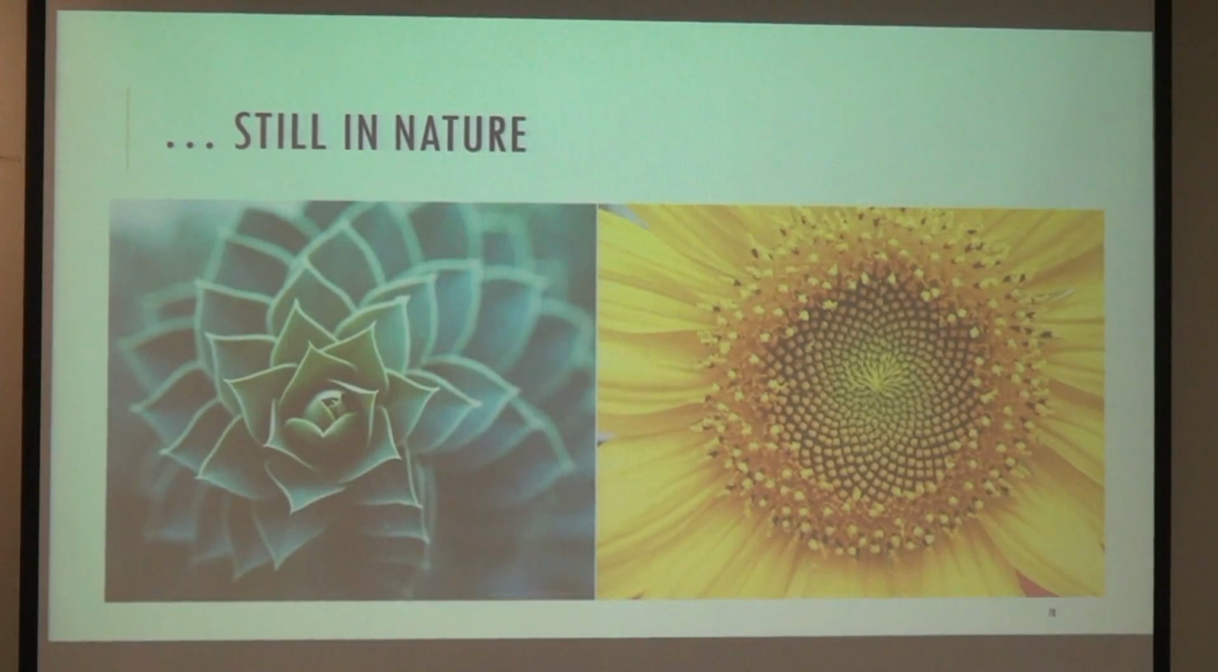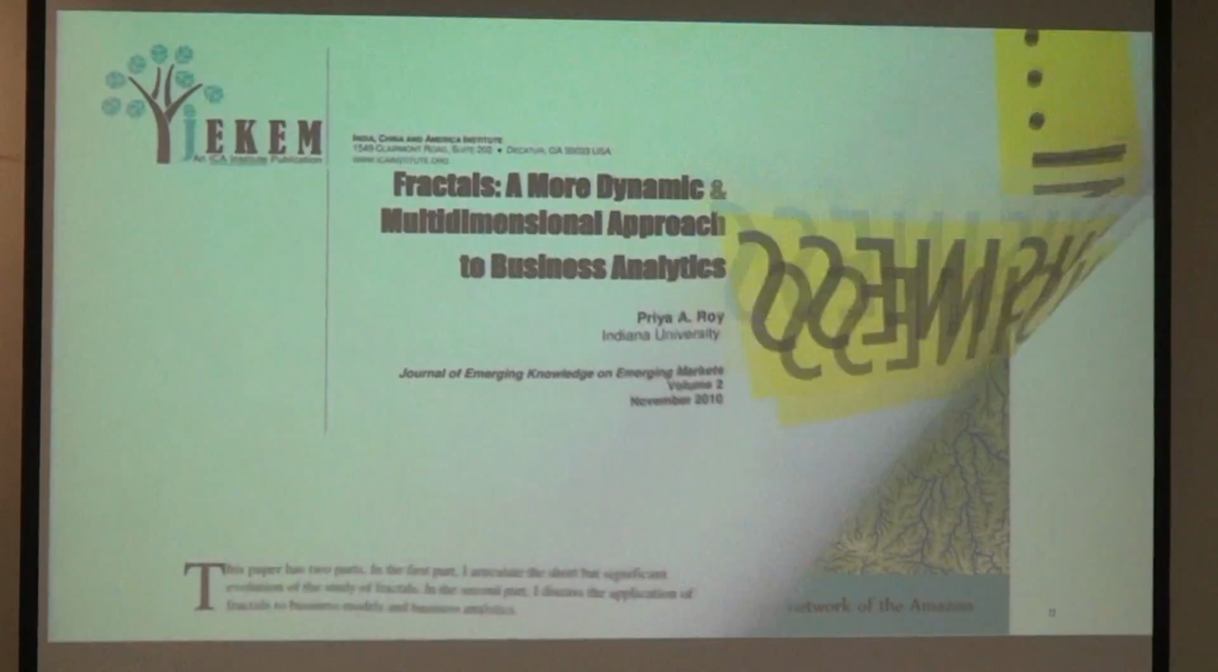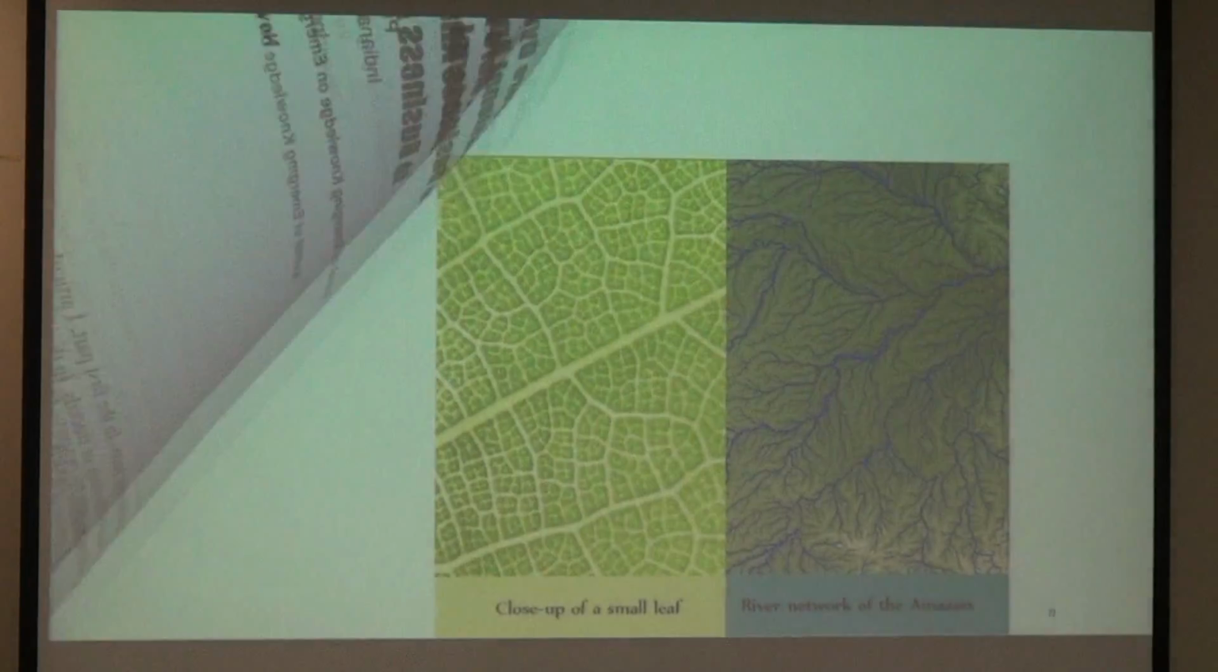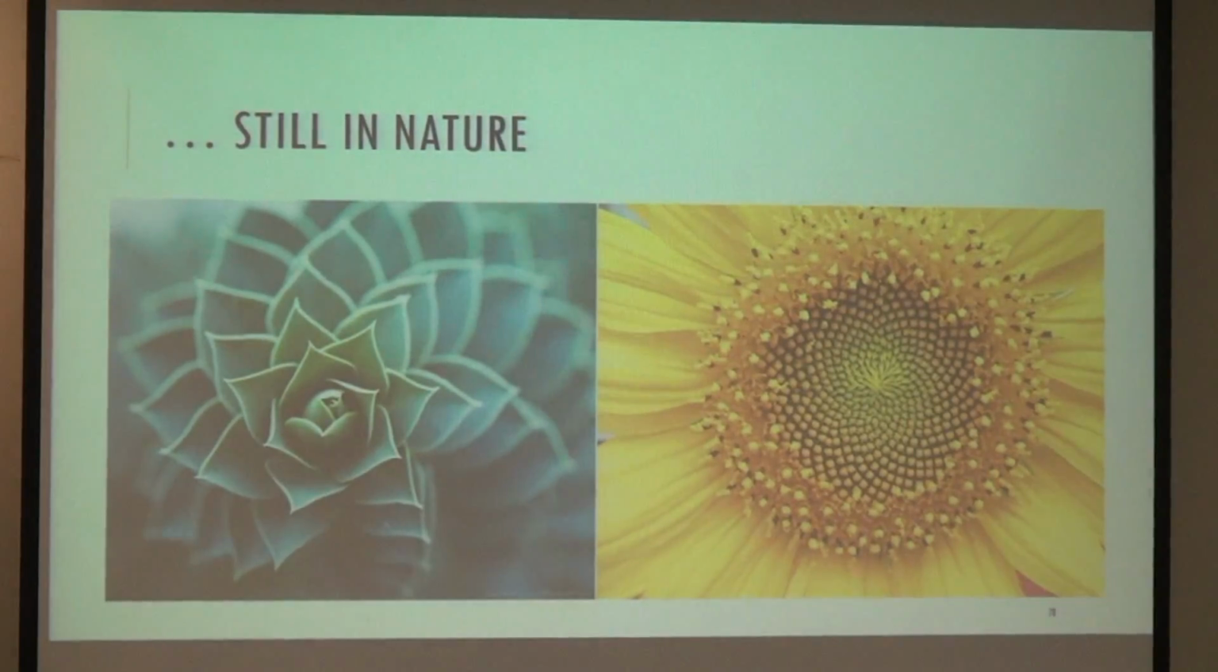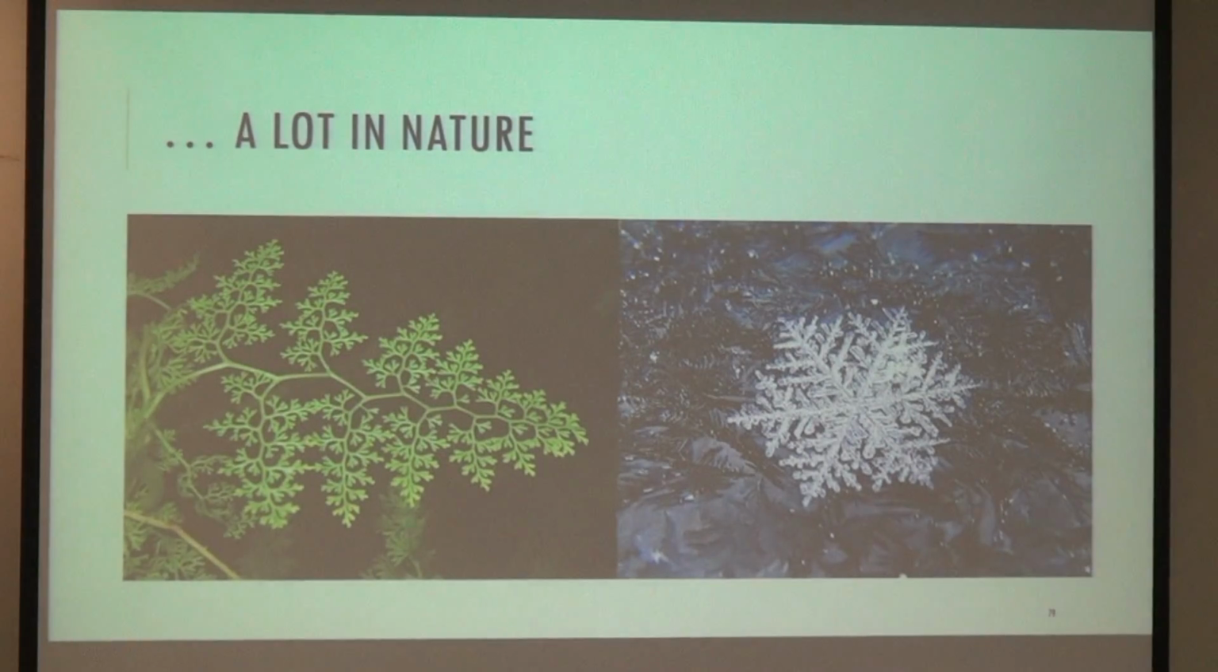Of course, in nature, we have the zoom-in illustration of the leaves, and on the right side, it's actually the river network of the Amazon. It's very interesting how God created the world, because He has a lot of things there, but everything has its own patterns. We have the flowers, the leaves, and on the other side, the snowflakes.